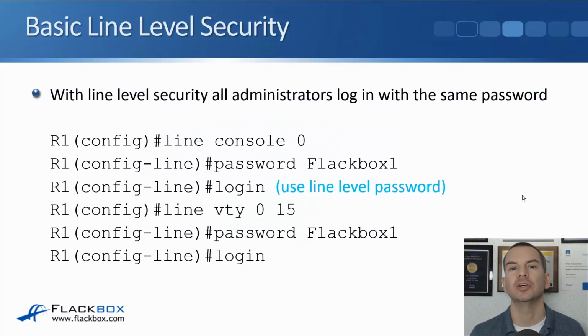In this lecture, you'll learn about usernames and privilege levels. Start off by recapping what we covered earlier in this section about line level passwords. With line level security, all administrators log in with the same password. You see in our config here, I've got line console 0, password FLACKBOX'S, and then I say login so that whenever anybody accesses over the console, they have to enter that password. And then line VTY 0 15 for the telnet access, password FLACKBOX', and login there as well.